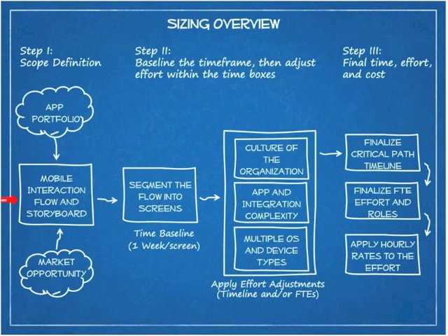We'll make some estimations around, at least a baseline estimation of 1 week per screen. But then the critical part is the adjustments. So these effort adjustments, again, we talk a little bit about the culture of the organization. What's the governance and what are the processes in place that we're going to have to abide by for approvals, for reviews, et cetera.